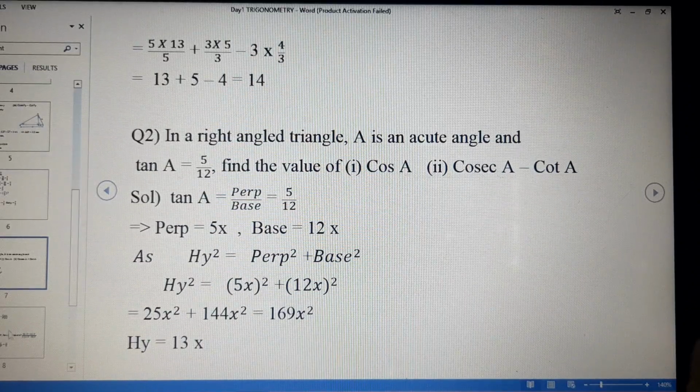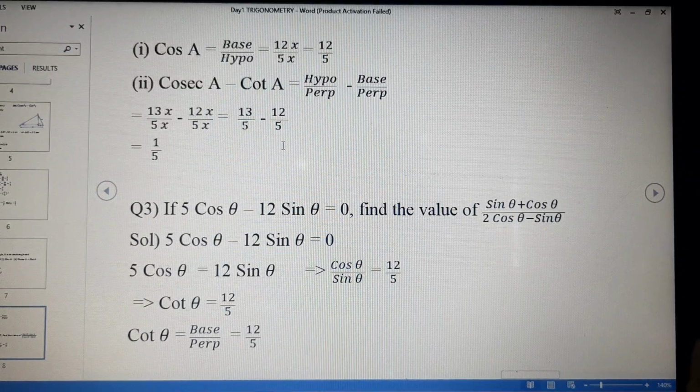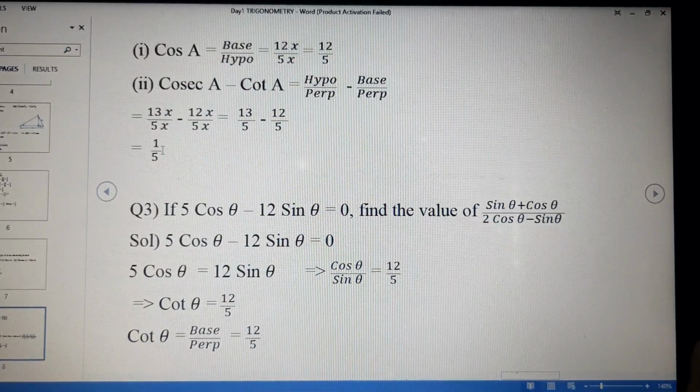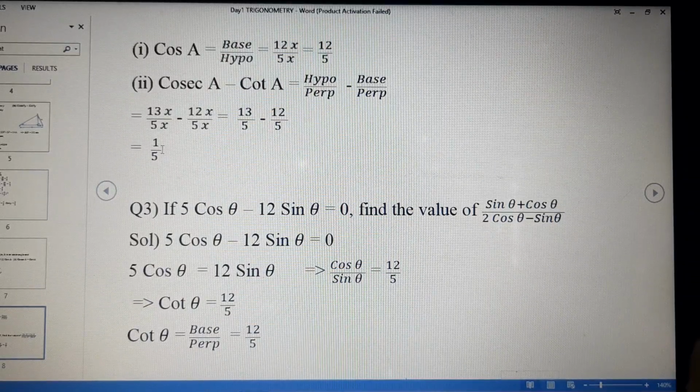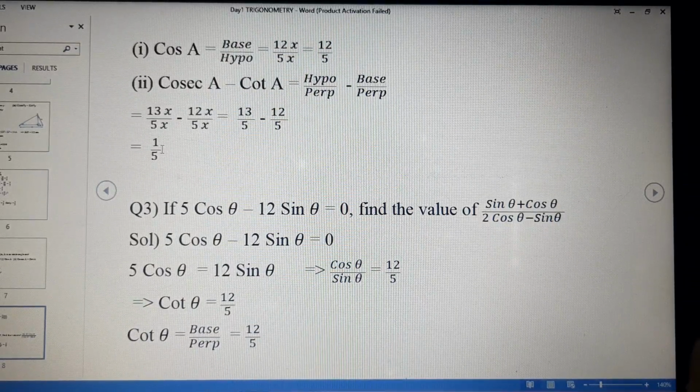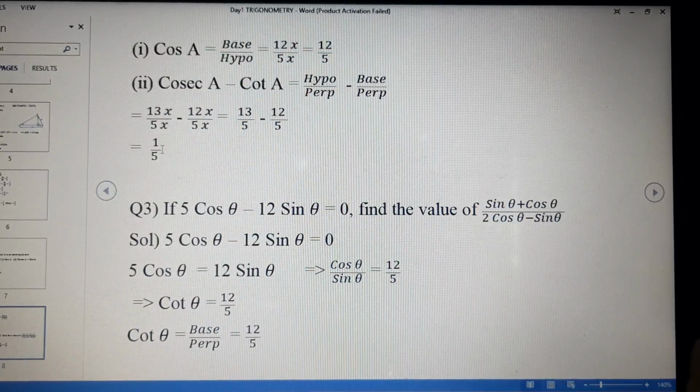Clear? So now we are going to put the values like that. Cos A is equal to 12 upon 13. Cosec A was 13 upon 5, minus cot A, 12 upon 5. X and x are cancelled. Because we do not need to take any LCM, they are like fractions. They will be subtracted, giving 1 upon 5. Clear? Moving on to the next question.